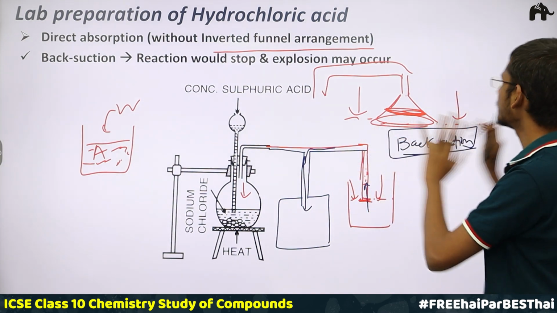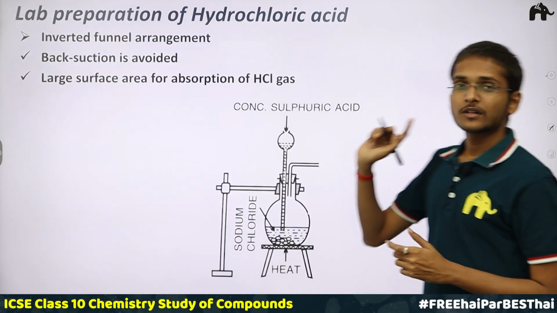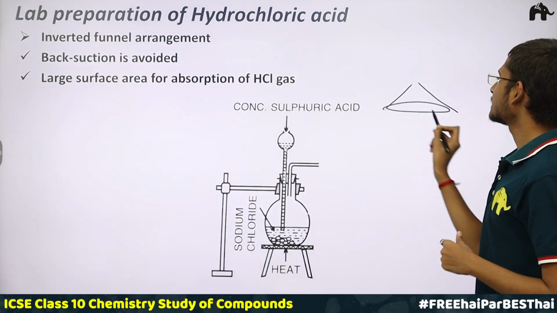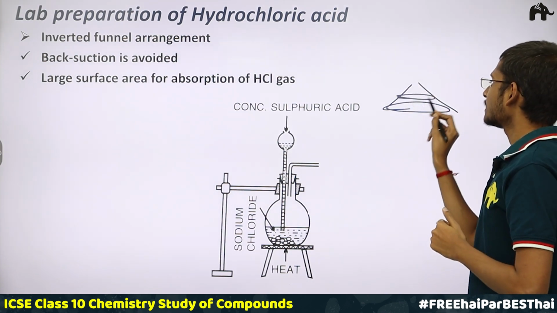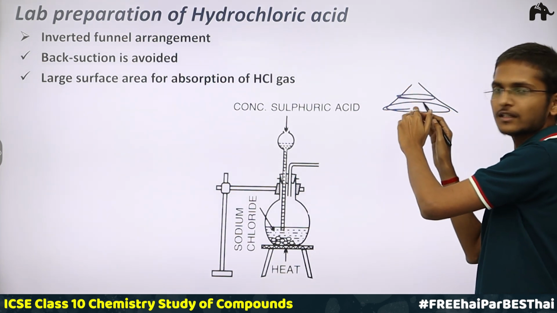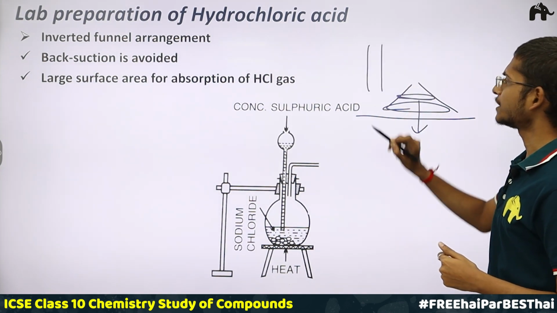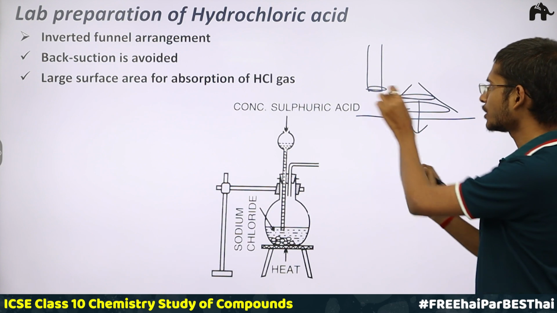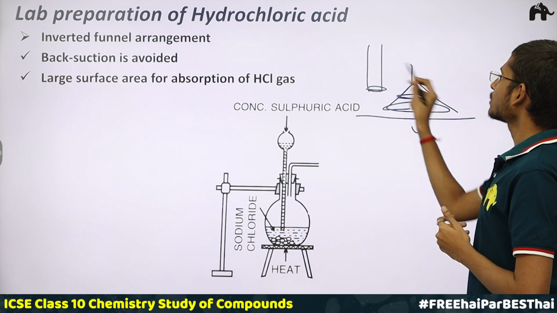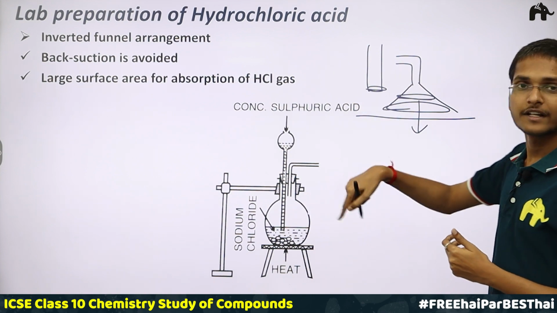Now you would have understood the importance of this inverted funnel arrangement. What it is actually doing is providing a large surface area. So water which is getting sucked here, once it reaches this funnel, very quickly the air gap is produced and the water falls down, which is not happening in the case of the single simple small delivery tube. So this arrangement does not allow the water to enter the delivery tube to the extent that it would reach the generating flask, and our back suction is avoided.